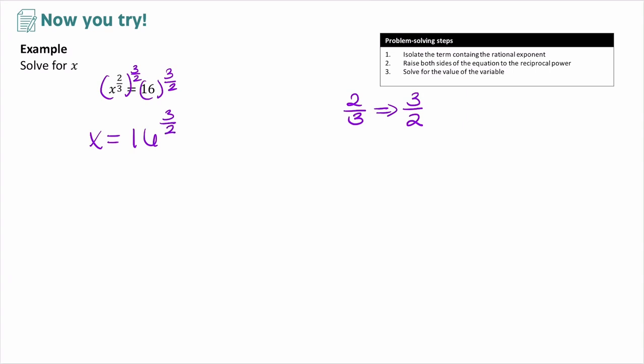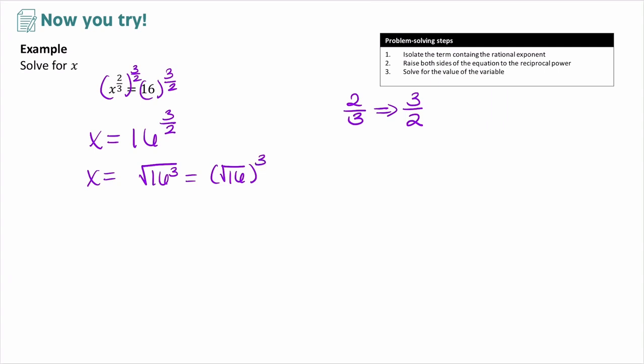So let's think about 16 to the 3 over 2. Well, we can rewrite that, and that'll become the square root of 16 to the third. The nice thing about exponents is you can do them in either order. You can do the square root of 16 to the third, or you can do the square root of 16 and then raise it to the third power. And that's actually a little bit easier to do.